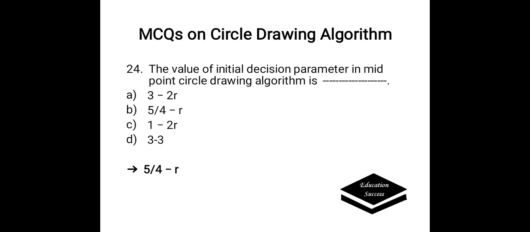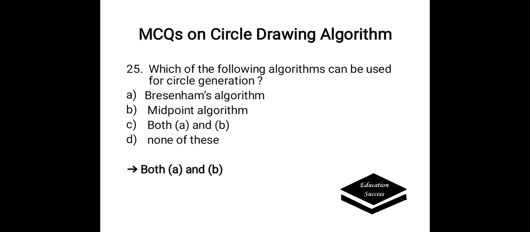The value of initial decision parameter in midpoint circle drawing algorithm is: options are A. 3 minus 2r, B. 5 divided by 4 minus r, C. 1 minus 2r, D. 3 minus 3. The correct answer is 5 divided by 4 minus r. The value of initial decision parameter in midpoint circle drawing algorithm is 5 divided by 4 minus r.